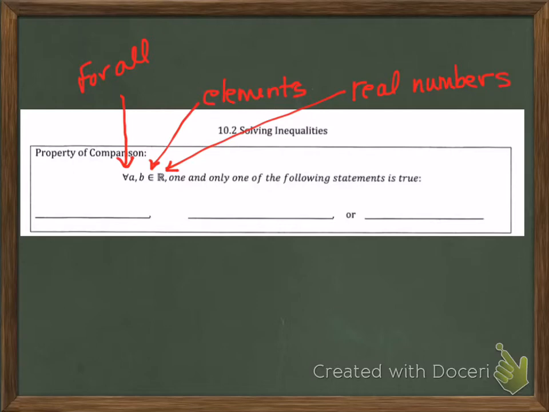So then we have a complete statement there. For all A and B, they're elements of the real numbers, one and only one of the following statements is true. A can be less than B, A could be equal to B, or A can be greater than B. So you can only have one of those true at any one time.